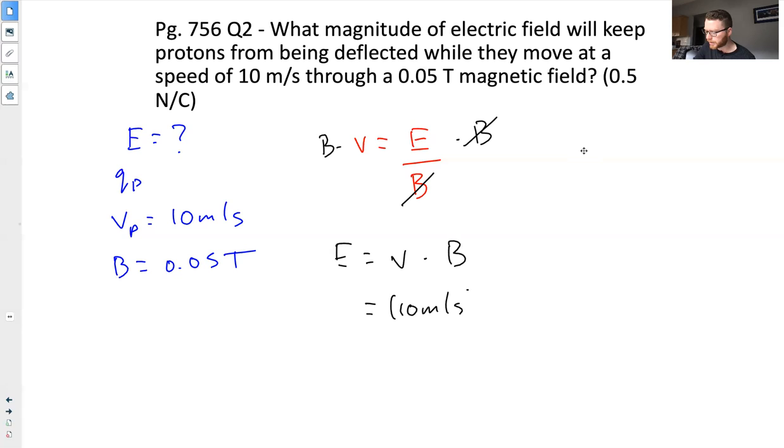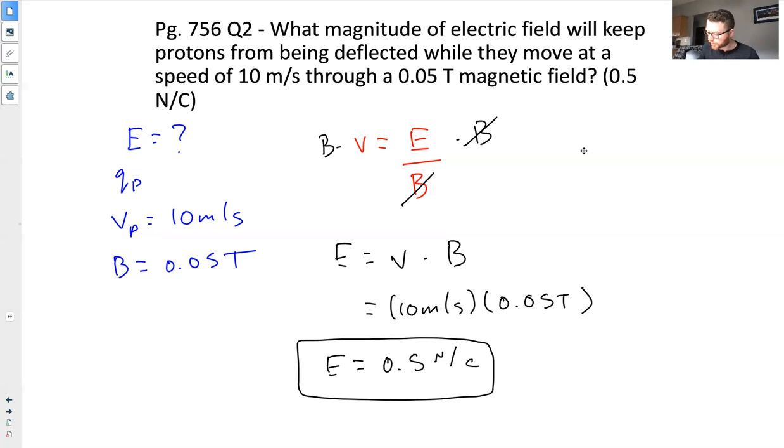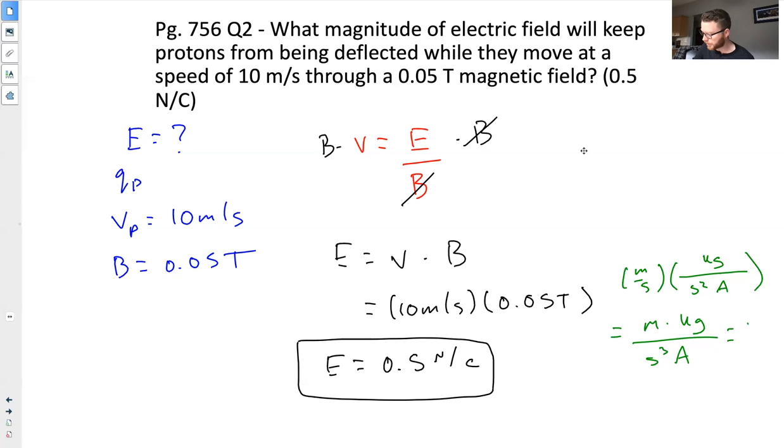Electric field strength is equal to the velocity times the magnetic field strength. So 10 meters per second multiplied by 0.05 Teslas gives us an electric field strength of 0.5 newtons per Coulomb. Again for units, we have meters per second multiplied by kilogram per second squared ampere, which is a Tesla. This gives us meter times kilogram over second cubed ampere, which from the last question tells us it's a Newton per Coulomb. Again, just get familiar with electric field strength for these types of problems being in Newtons per Coulomb.